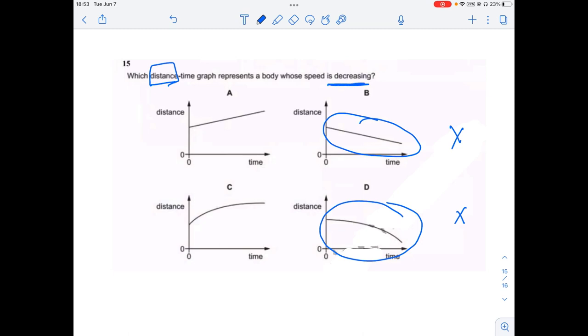But now the speed is decreasing. So option A is also wrong because it contradicts the concept of speed decreasing. So the only correct option is option C. That's going to be the answer.